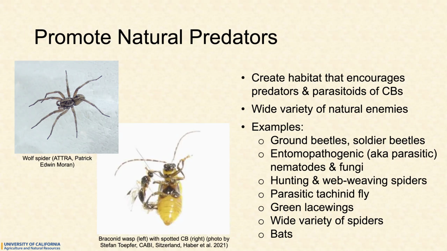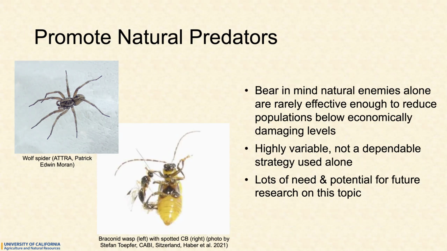So some examples of natural predators and parasitoids of cucumber beetles include ground beetles, soldier beetles, entomopathogenic, also known as parasitic nematodes and fungi, hunting and web weaving spiders, parasitic tachinid flies, green lacewings, a wide variety of other spiders too, and bats. But please bear in mind that natural enemies alone are rarely effective enough to reduce populations below economically damaging levels. They can provide some help, but they are highly variable and not a dependable strategy used alone. So just bear that in mind.